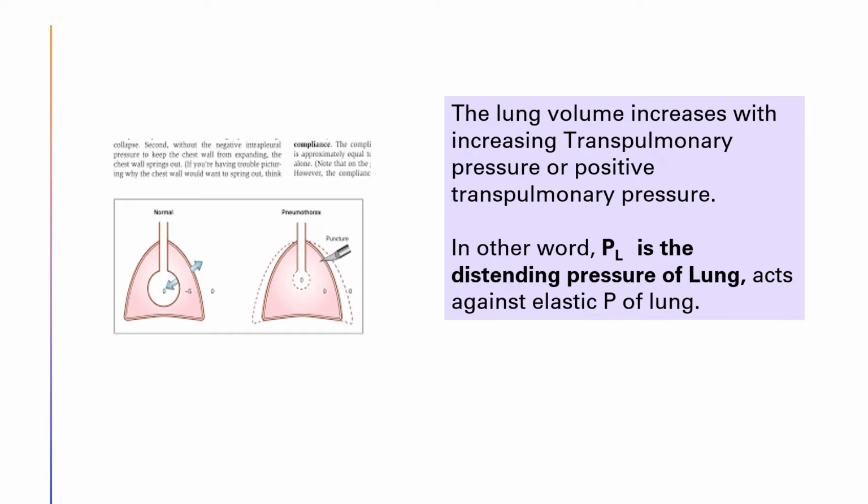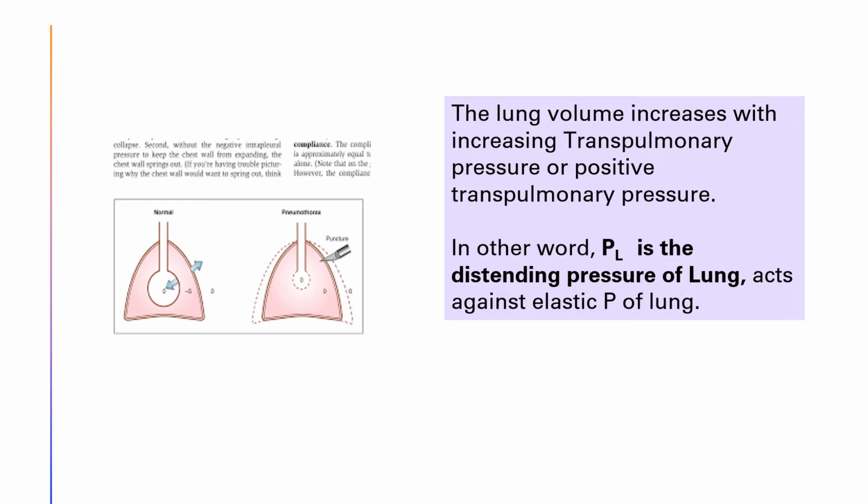Now lung volume increases with increasing, or positive, transpulmonary pressure. So what is the function of this transpulmonary pressure? This pressure is the distending pressure of the lung. It acts against the elastic recoiling of the lung. By the elastic recoiling, the lung will try to collapse. This transpulmonary pressure will try to prevent this collapsing and it will try to distend the lung.